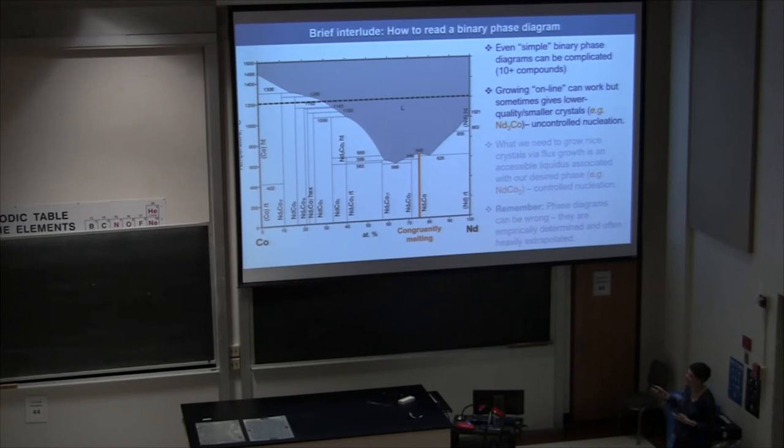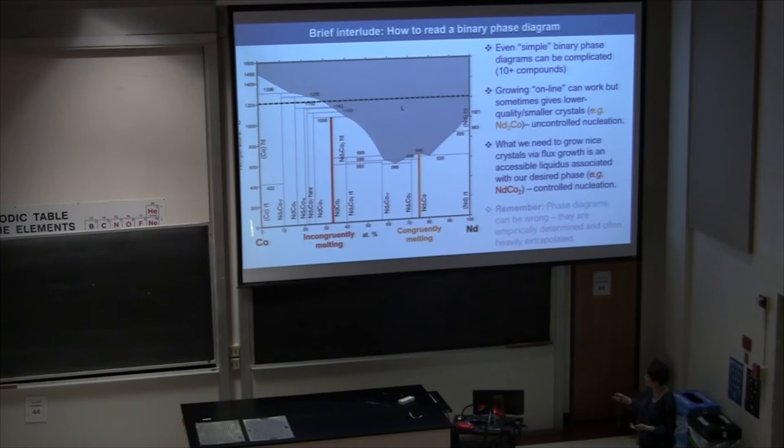But so naively, what I really want to point out here is that this material seems like it should be easier to grow nice crystals, but in fact, this incongruently melting compound here, neodymium cobalt 2, is actually way easier to grow. The reason it's easier to grow is that it has this huge exposed liquidus. So this liquidus line is associated with this phase. That's the phase it connects to. So if I cool down a composition here, I precipitate out neodymium cobalt 2, and my liquid becomes progressively neodymium rich. And because I have this huge exposed liquidus, I can quite easily grow this phase.